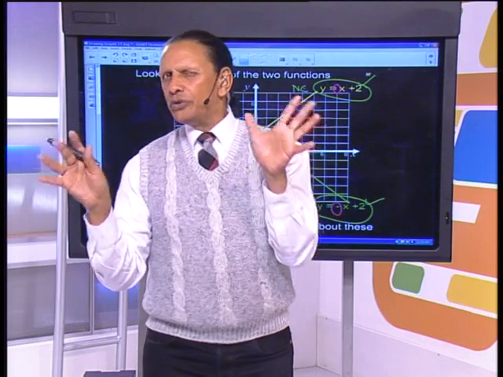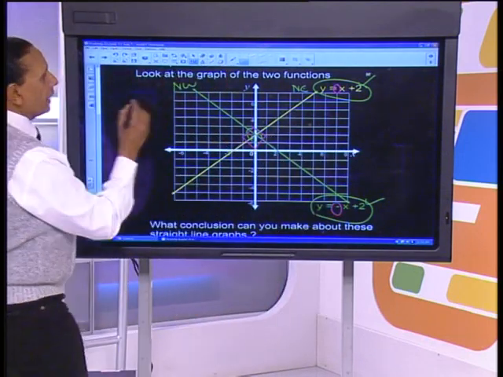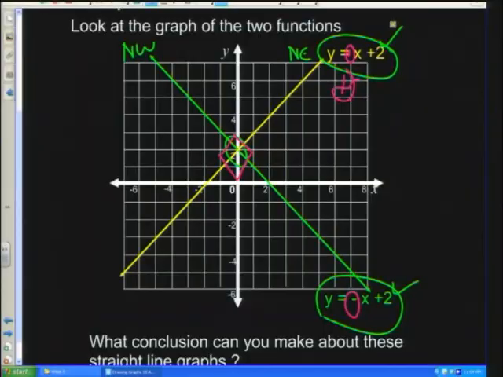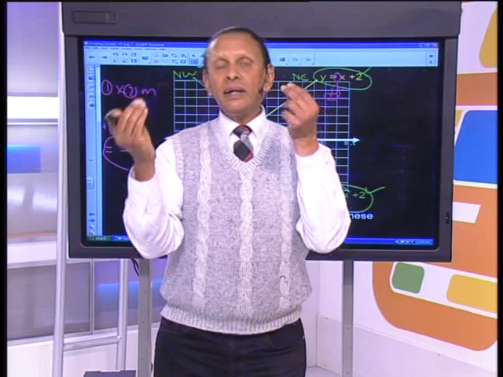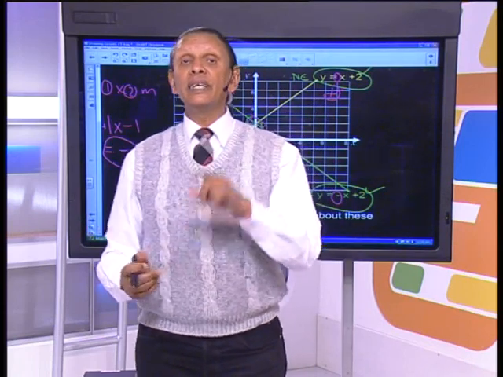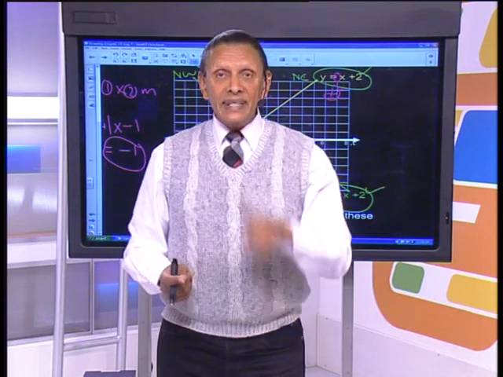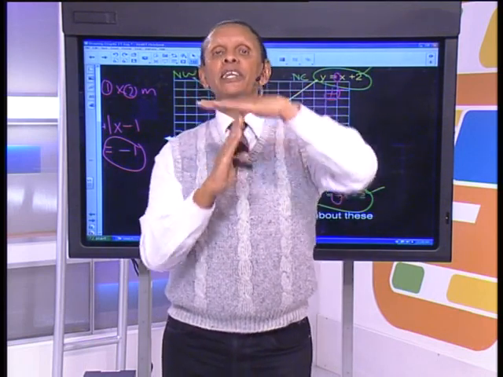And there's a smart way to know that. If I call this graph 1, and I call this graph 2, then I multiply their gradients. Graph 1, the gradient is a positive 1, right? And graph 2, the gradient is negative 1. And now if you multiply, the answer is negative 1. So there you are. If I multiply their gradients and the answer is negative 1, that is an indication that the graphs are perpendicular.